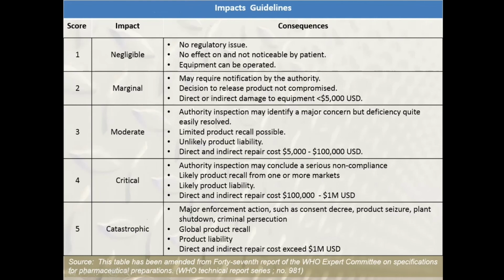Based on this chart, I classify the consequences as critical with a score of 4. The consequences depend on the product and the type of contamination. The risk is not the same if you manufacture a topical medicine with dust particles, or if you manufacture an oral medication with metal shavings. These charts guide the classification of impacts. A critical consequence means that the authority may conclude a serious non-compliance or request a product recall. The liability and direct or indirect repair costs are between $100,000 and $1 million.